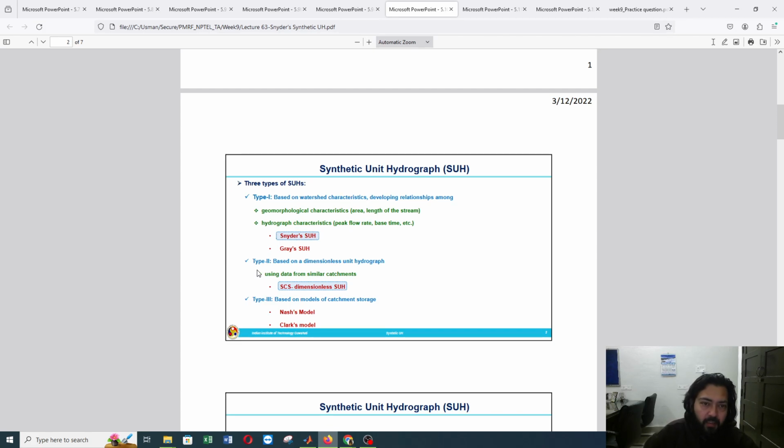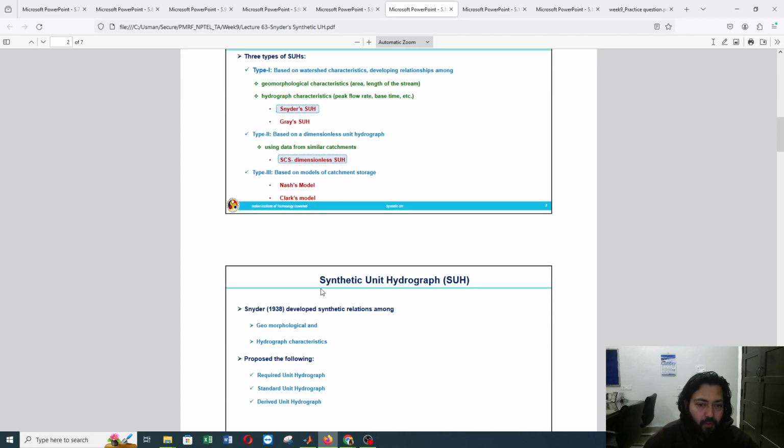Then there is another type of synthetic unit hydrograph which is based on the dimensionless unit hydrograph, and this type is called the SCS dimensionless synthetic unit hydrograph. And the third is based on the Nash model. We have just seen how the Nash model works. So we are going to cover Snyder's synthetic unit hydrograph, and then we will talk about the SCS dimensionless synthetic unit hydrograph, right? So let us start with Snyder's synthetic unit hydrograph.